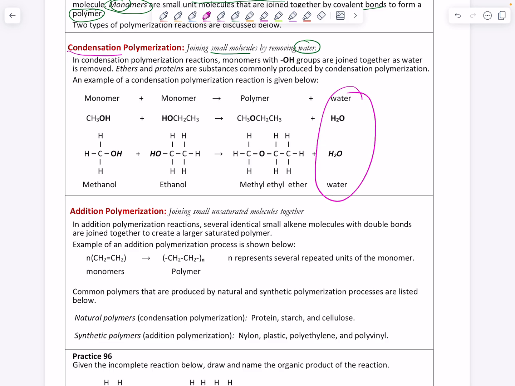So what happens in these is you have monomers with hydroxyl groups, so they're going to be alcohols. In these examples, there's methanol and ethanol. They're joined together as water is removed. What happens is the hydrogen from one and the hydroxyl from the other pull apart and make water. Then what's left is this O that will single bond to the C and make an ether, okay? Ethers are one of the substances commonly produced by this type of polymerization.